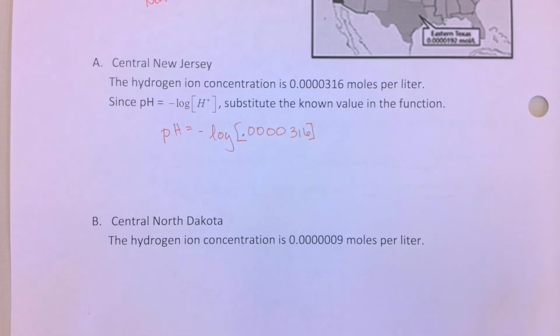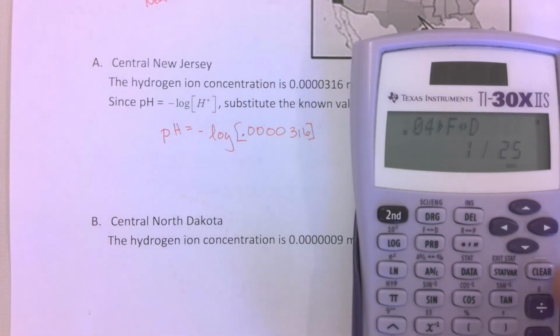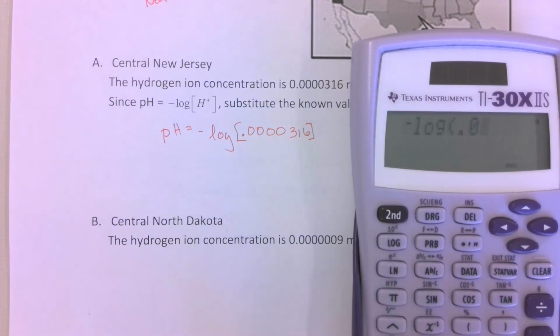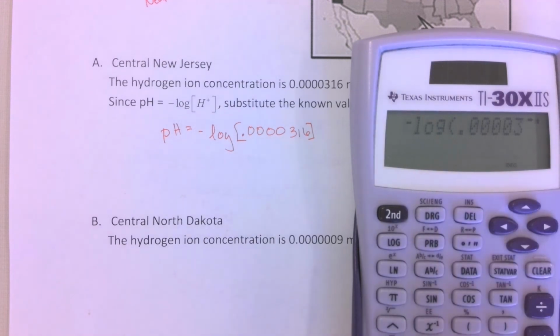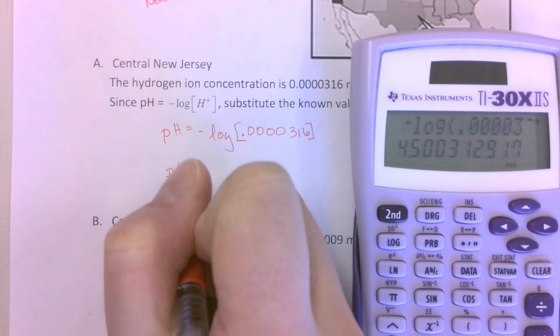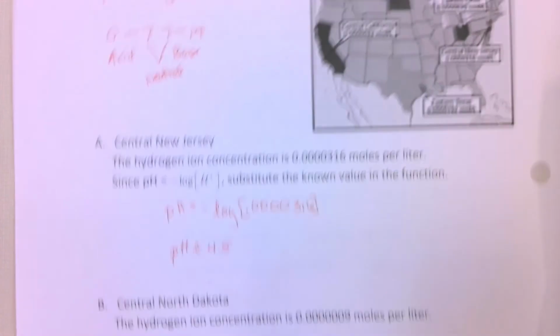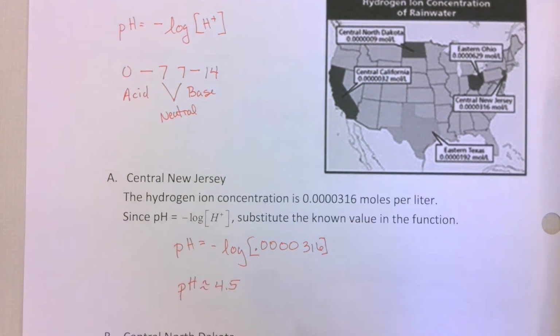This is not math I'm going to do by hand. I'm going to plug it into my calculator. And so that would be negative sign, and then log. Make sure you double check your zeros, 316. I'm going to round it to nearest tenth. I think I have too many zeros. All right, there we are. I'm going to round to the nearest tenth, and I get a pH level of about 4.5. So that is in the acidic range for rainwater. So that's central New Jersey.